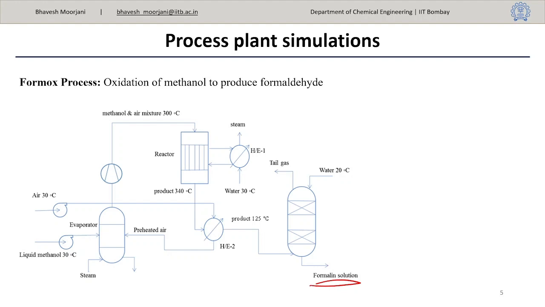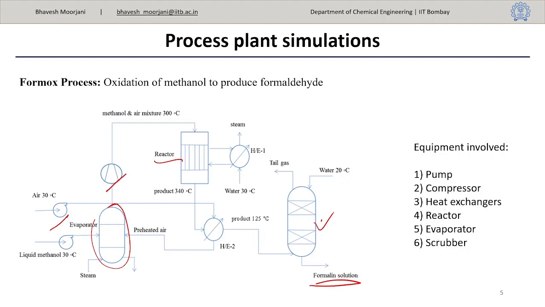Evaporator, yeah. Preheater, yeah. We have an evaporator, then we have pumps, we have a compressor. This is the reactor, this is our evaporator. Then this is a scrubber, or you can say absorber, right? These are the list of equipment involved particularly in this process flow. We have pumps, compressor, heat exchanger, reactors.